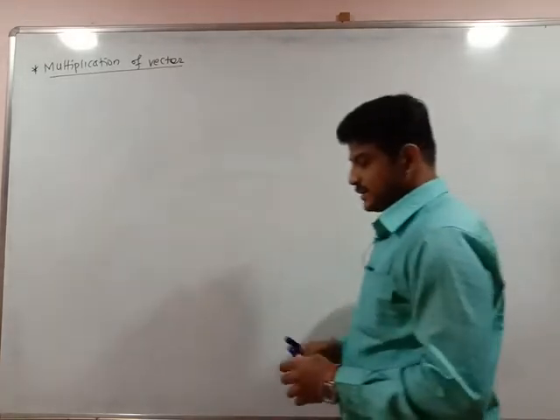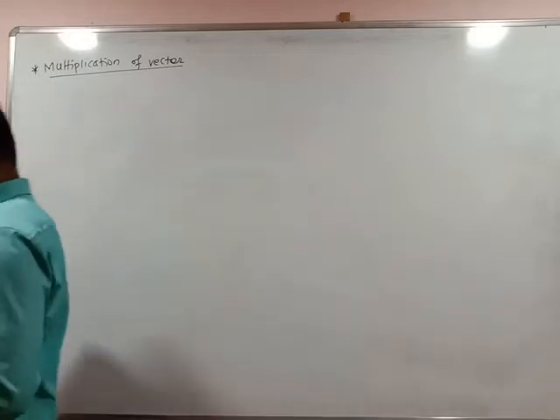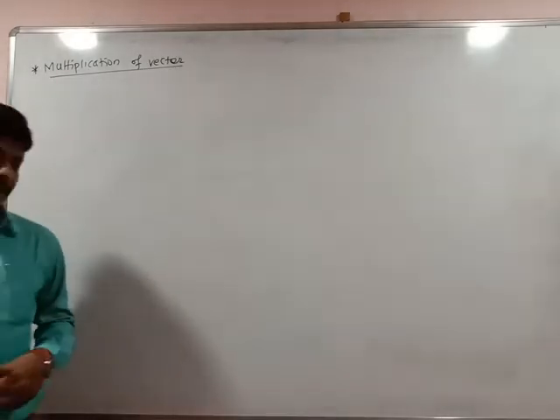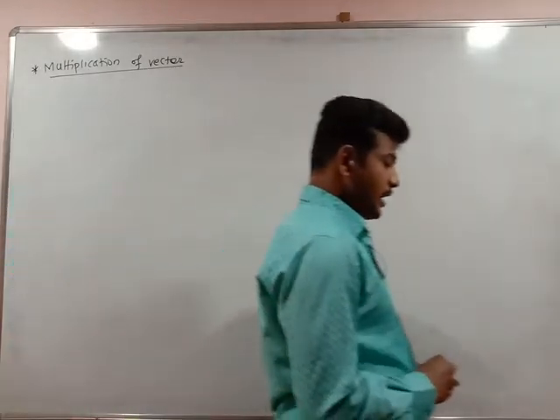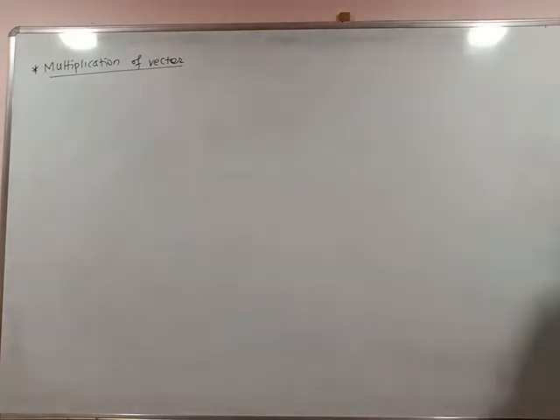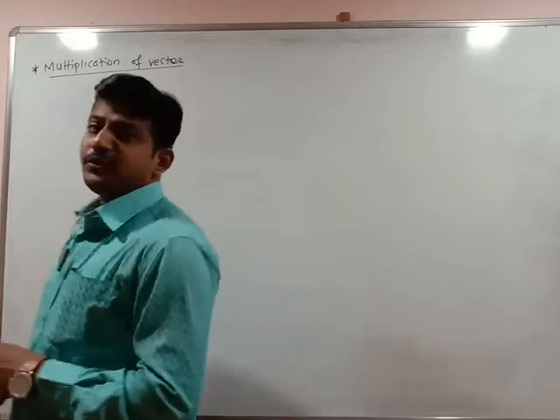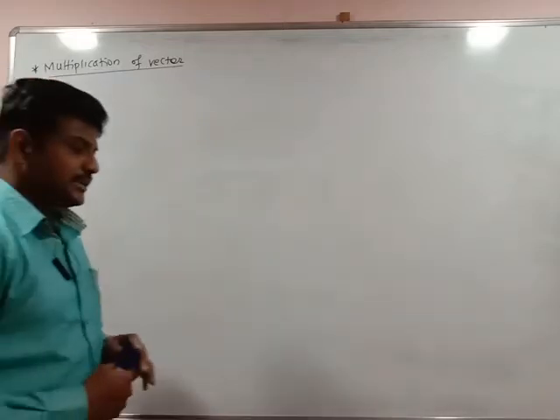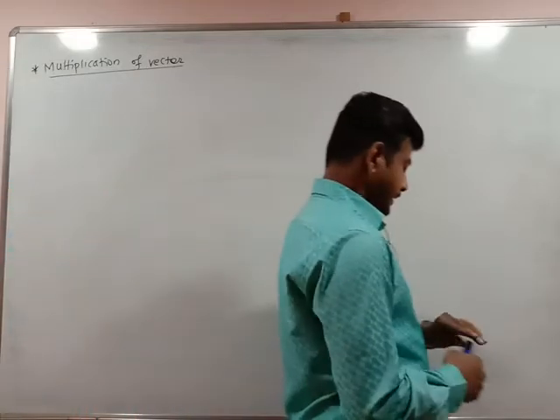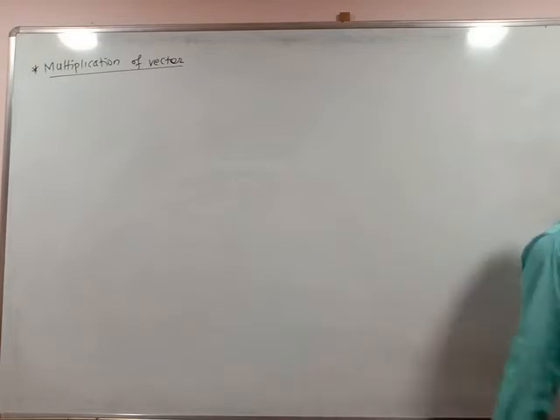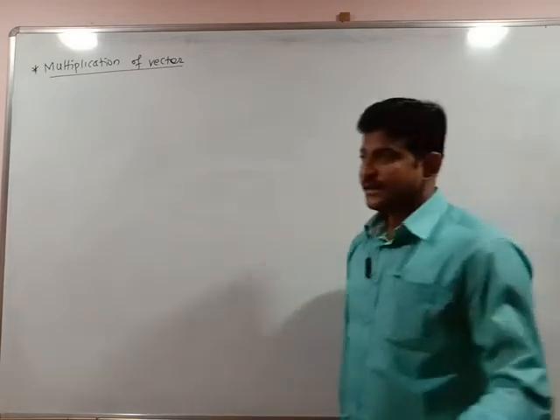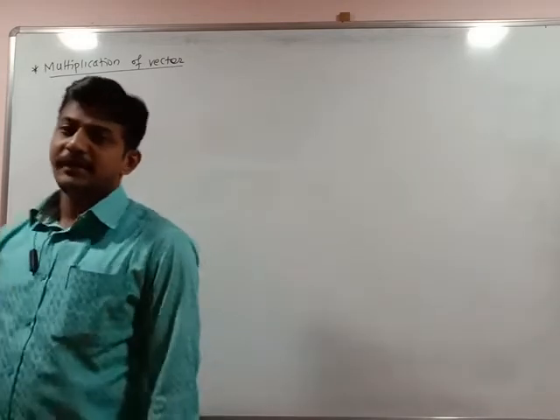Today we see the next point, multiplication of vectors. Till the last lecture we had a discussion on different types of vectors, and we also saw the basic concept of the unit vector. What was the definition of a unit vector? The vector having unit magnitude and unit direction is said to be a unit vector.